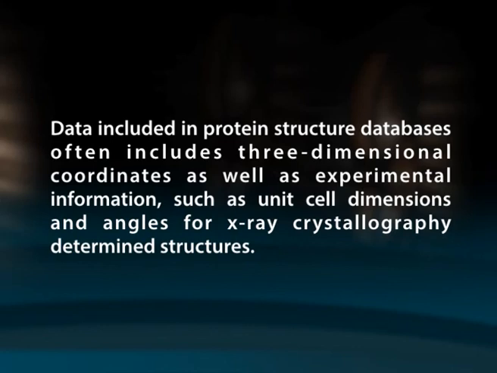The aim of most protein structure databases is to organize and annotate the protein structures, providing the biological community access to the experimental data in a useful way. Data included in protein structure databases often includes three-dimensional coordinates as well as experimental information such as unit cell dimensions and angles for X-ray crystallography determined structures. In most instances, either proteins or a specific structure determination of a protein also contain sequence information, and some databases even provide means for performing sequence-based queries.